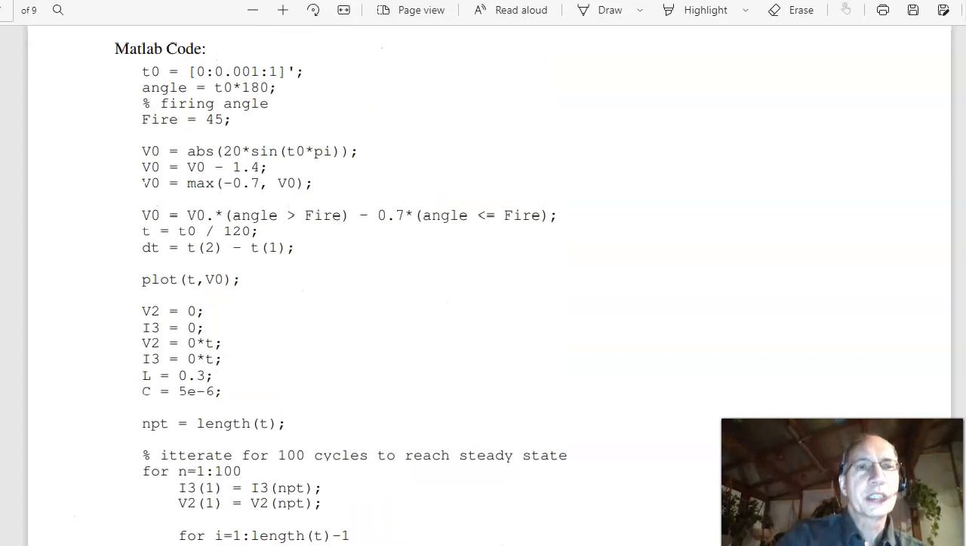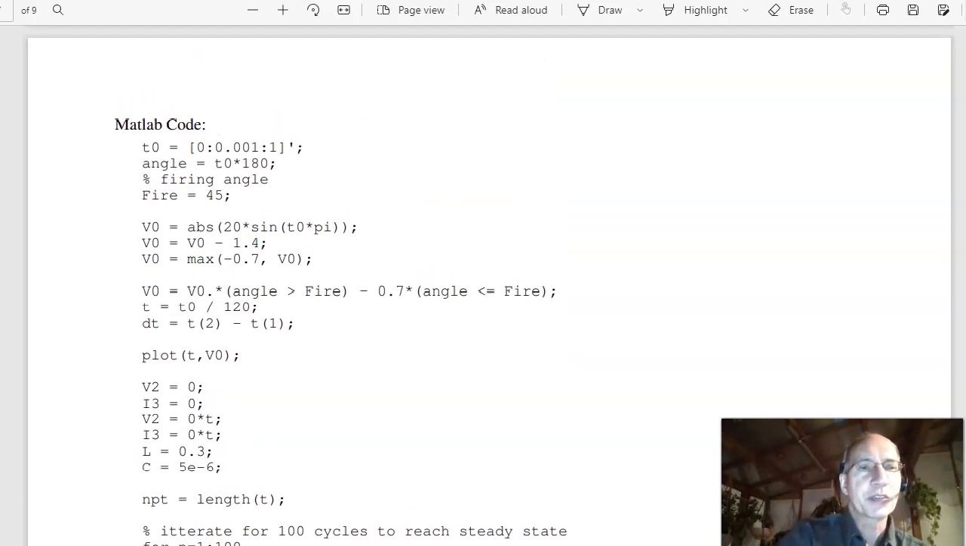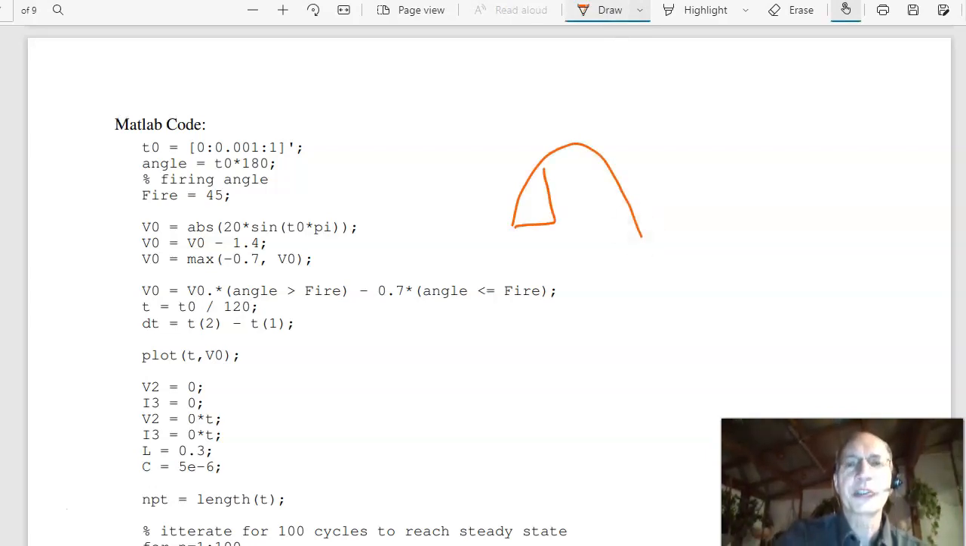For the input, this is a sine wave. The firing angle is 45 degrees. I'm going to have time going between 0 and 1, because 0 to 1 is kind of nice. Angle is T0 times 180. If the angle is more than the firing angle, it's V0. If it's less than the firing angle, it's minus 0.7, which gives you your sine wave. At 45 degrees, I turn on, and below that, I'm at minus 0.7. V0 is the 20 volt peak sine wave minus 2 diodes, minus 1.4, clipped at minus 0.7. You can't go below minus 0.7.